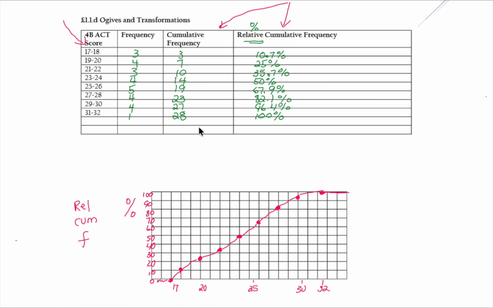As we keep going down the table, the cumulative frequency keeps increasing, and the relative cumulative frequency keeps climbing closer and closer to 100%. And by the time we hit the last interval, 31 to 32, we're at 100% because we've counted everyone.